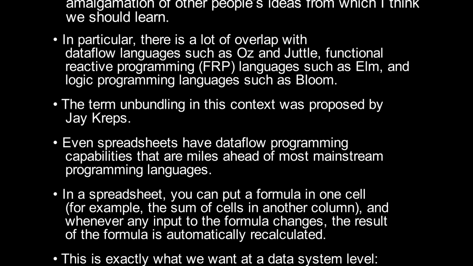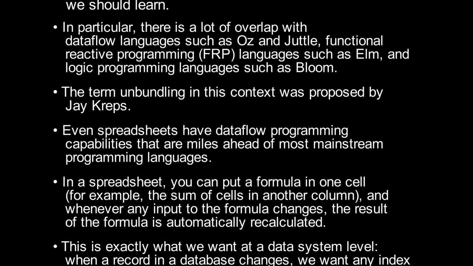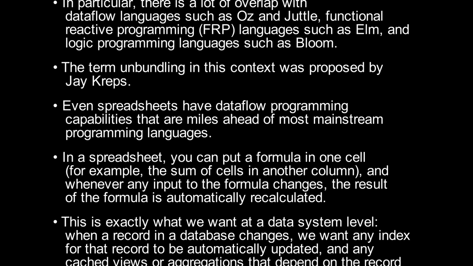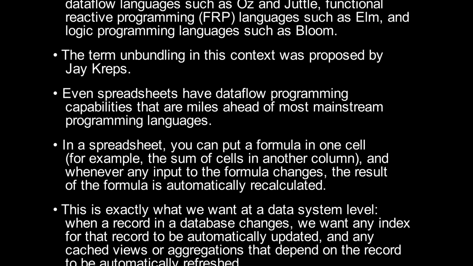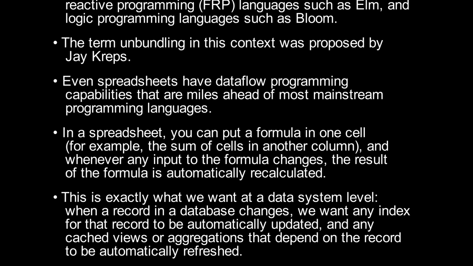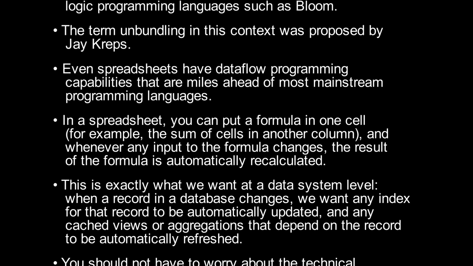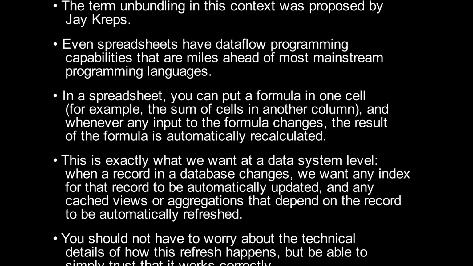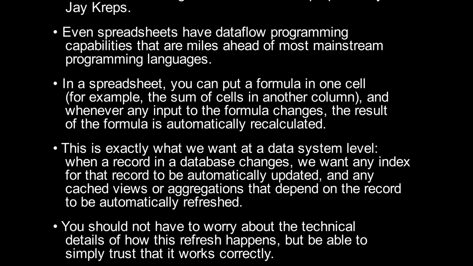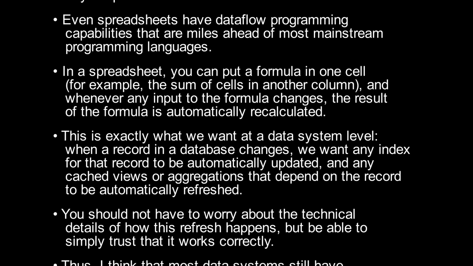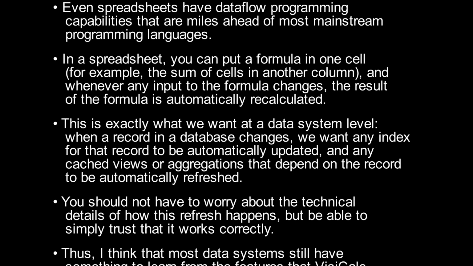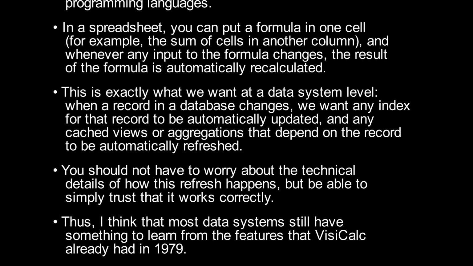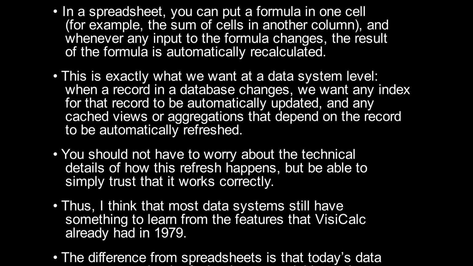In a spreadsheet, you can put a formula in one cell, for example, the sum of cells in another column, and whenever any input to the formula changes, the result of the formula is automatically recalculated. This is exactly what we want at a data system level. When a record in a database changes, we want any index for that record to be automatically updated, and any cached views or aggregations that depend on the record to be automatically refreshed. You should not have to worry about the technical details of how this refresh happens, but be able to simply trust that it works correctly.